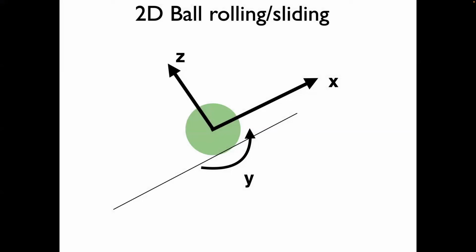The goal of this video is to show how to create a 2D simulation of a ball rolling or sliding. We'll create the ball using a sphere. Then we'll attach three axes to it. One is a pin joint, which will cause the ball to roll along the y-axis, and two sliding joints, which will cause the ball to translate along the x and z-axis.